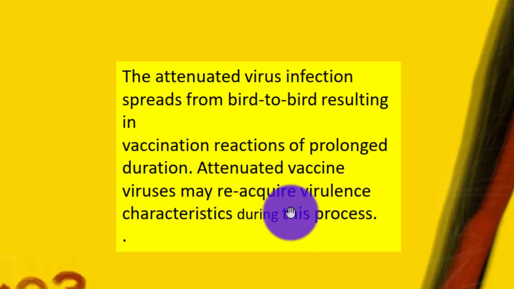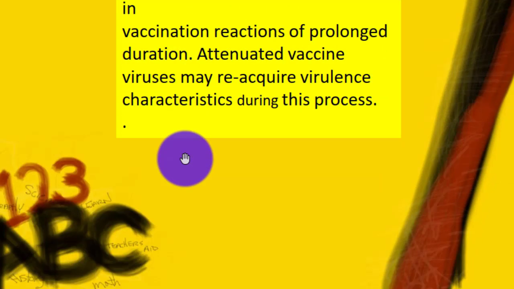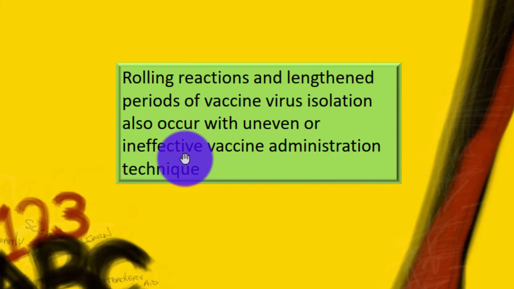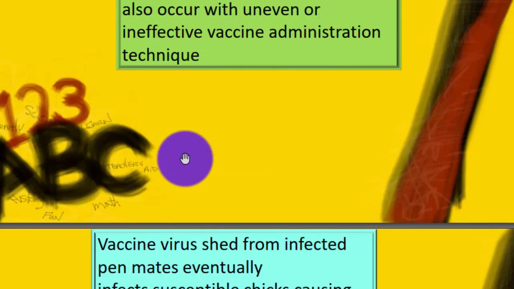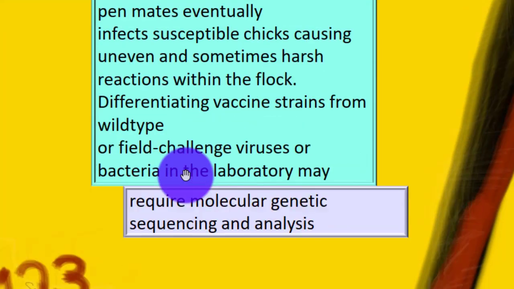Then the attenuated virus infection spreads from bird to bird, resulting in a vaccination reaction of prolonged duration. Attenuated vaccine virus may reacquire virulence characteristics during this process. Rolling reactions and lengthened periods of vaccine virus isolation also occur with uneven or ineffective vaccine administration technique. Vaccine virus shed from infected birds eventually infects susceptible chicks, causing an uneven and sometimes harsh reaction within the flock.